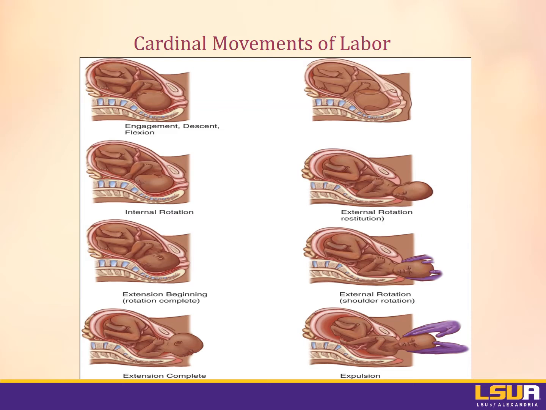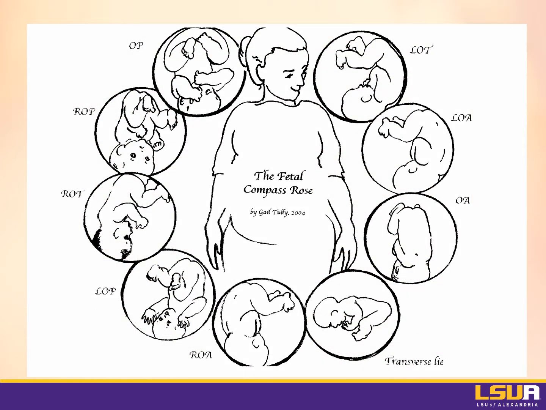So it goes left to right up at the top, then internal rotation, then extension, then it goes up to external rotation, restitution, external rotation, shoulder rotation, extension complete, and expulsion, if that helps you to have a good idea. And this is just different positions again of the fetal head. Excuse me.